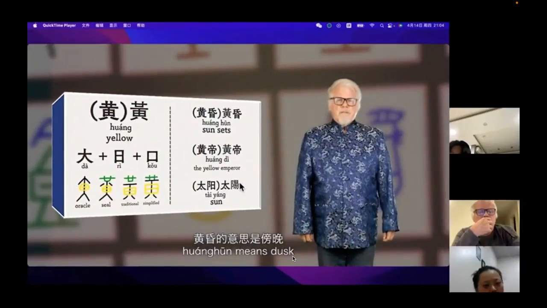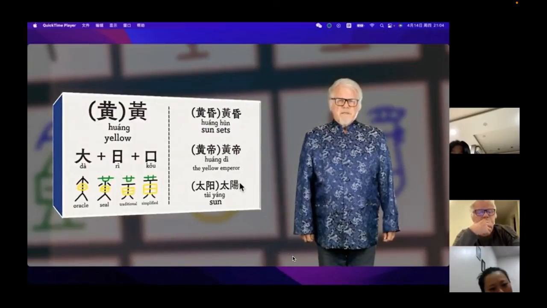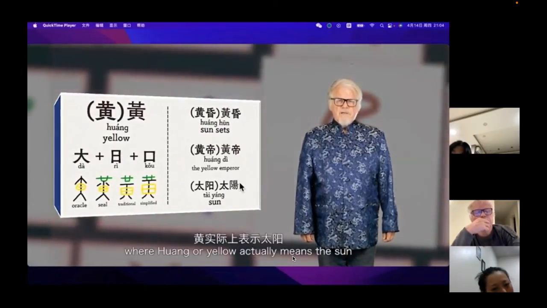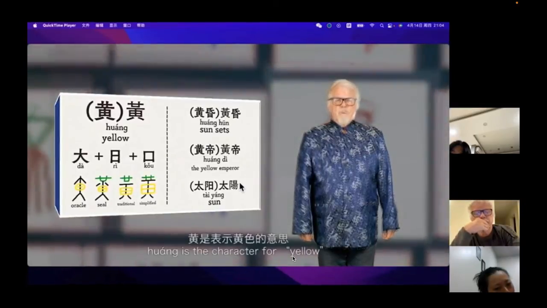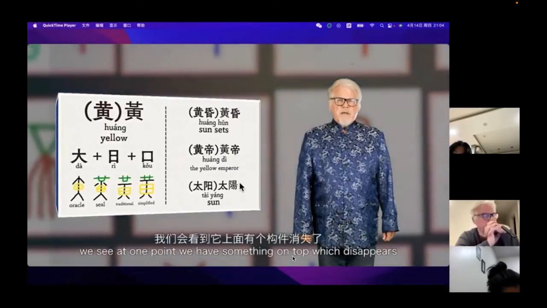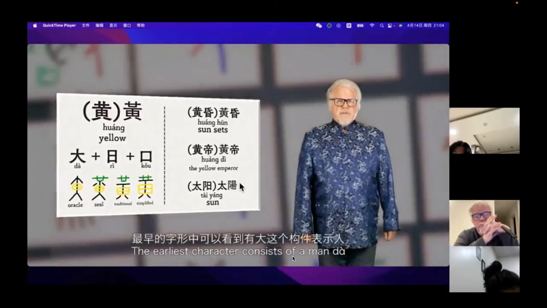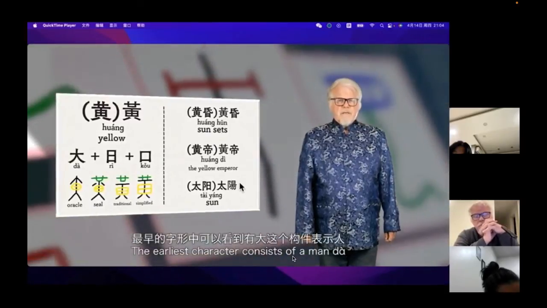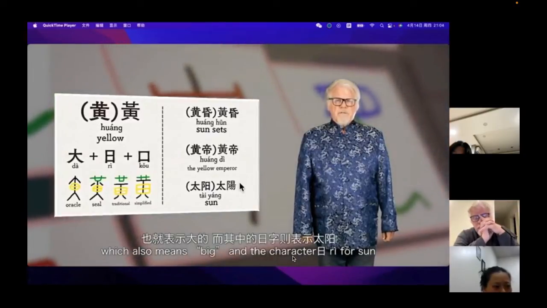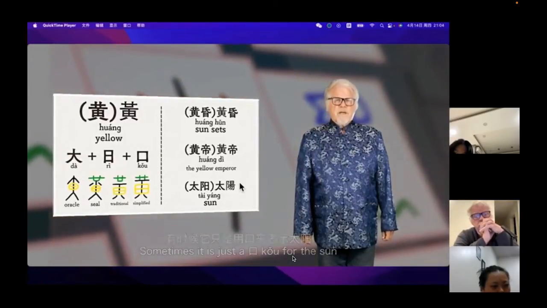Huanghun means dusk. It literally means sun sets. So we have several instances where Huang, or yellow, actually means sun. Huang is the character for yellow. As we trace it back, we see at one point we have something on the top, which disappears. The earliest character consists of a man, Da, which also means big, and the character for sun. Sometimes it is just a ko for the sun.